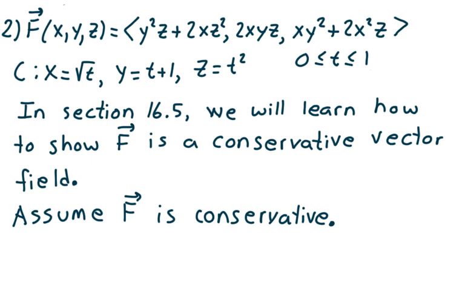In section 16.5, we will learn how to show f is a conservative vector field. And so, just for full disclosure, I'm taking these problems out of the Stewart Calculus textbook, and 16.5 is where we cover how to show that you have a conservative vector field. So for sake of argument for this problem, I'm going to assume that f is a conservative vector field. And we're going to now focus on how to find that potential function.